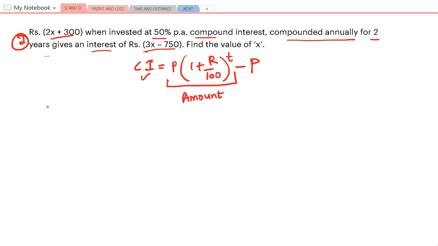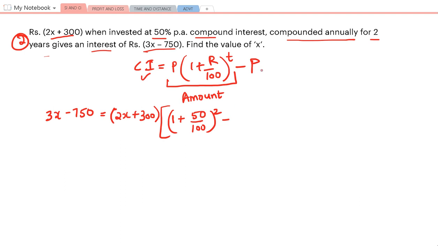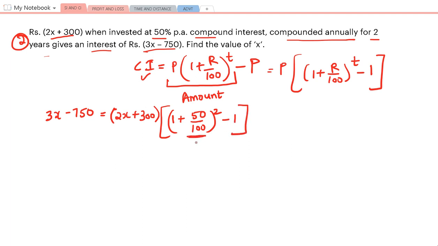Got it? So here we are given the interest. How much is the given interest? 3x minus 750. That is equal to, what is the principal? 2x plus 300, invested at 1 plus 50 rate of interest for how many years? 2 years, that is t. Here I have taken P common. Here you can write P common into 1 plus r by 100 whole power t minus 1. So we can write minus 1 here. So here 50 by 100 means 0.5. 1 plus 0.5 means 1.5.